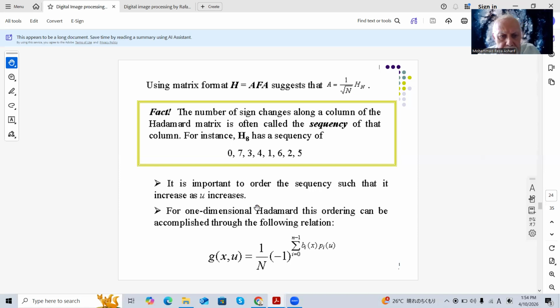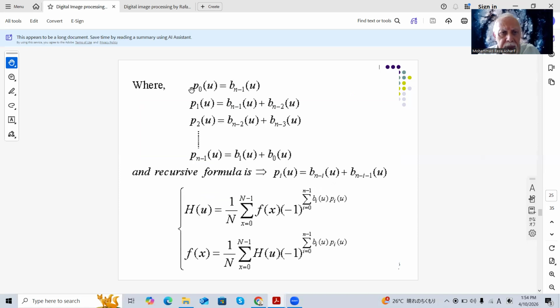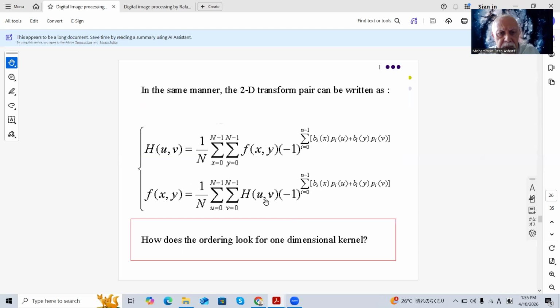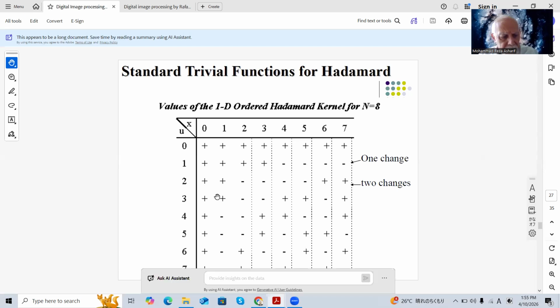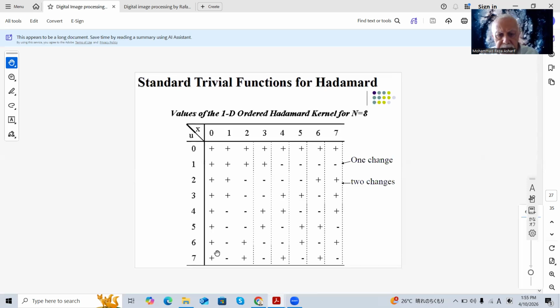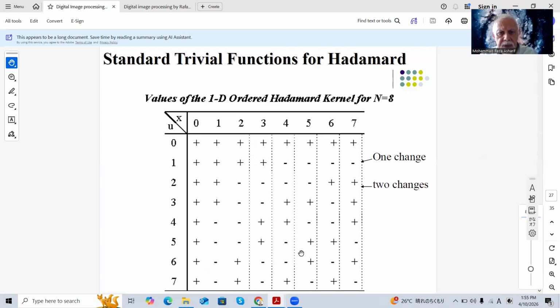And then if you want to put the order, you can use P. P is defined by the Gray code like this. And this is the recursive form for one dimension, and then for two dimensions like this. And then one dimension. How it looks: one change is here, two changes here, three changes, four, and the last change is seven changes here. So that is the maximum frequency. That is why it is the ordered Hadamard.